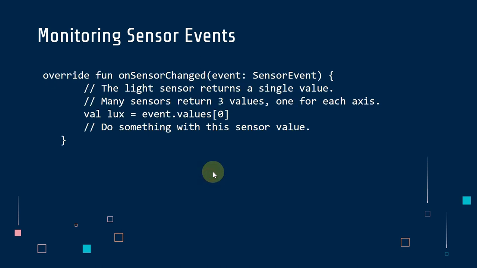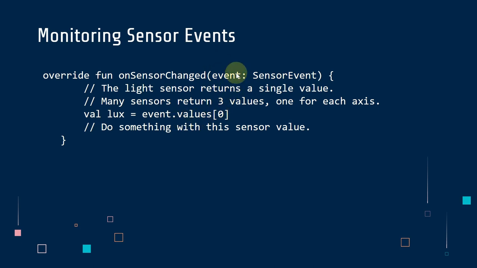Okay, so whenever the light sensor updates its value, it will trigger onSensorChanged. This is the event listener that triggers whenever the light sensor updates values. Okay, so inside it you have a single parameter here. This is a parameter or object that contains a lot of information.